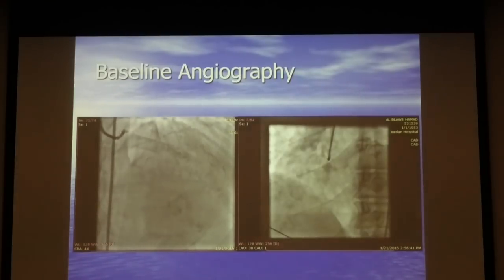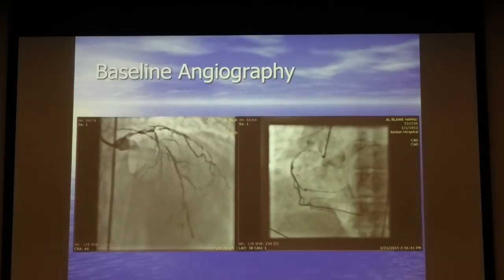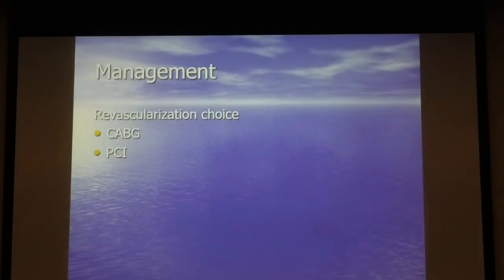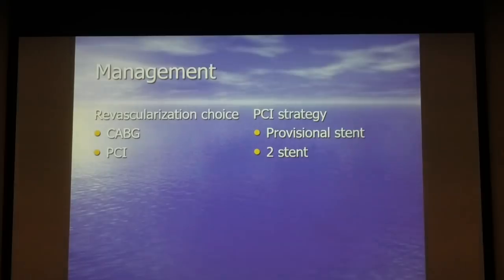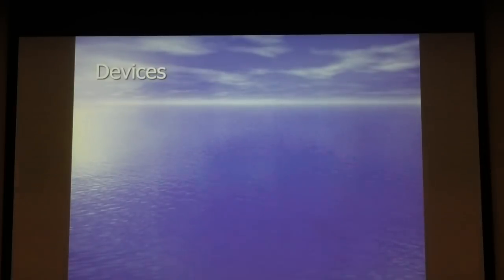Revascularization, CABG or PCI. If you select PCI, provisional stenting or two stenting. Forget CABG now, the surgeons will blame us. Just one or two stents? At least two. Then maybe we need to increase the number of stents. Devices. I'll go through some of the technique or the issues that we prepare. In this particular case, we selected seven French and we used JL because we don't want to engage deep into the left main with EBU or implants. So you have to be very careful. Otherwise the patient will have major hemodynamic compromise.